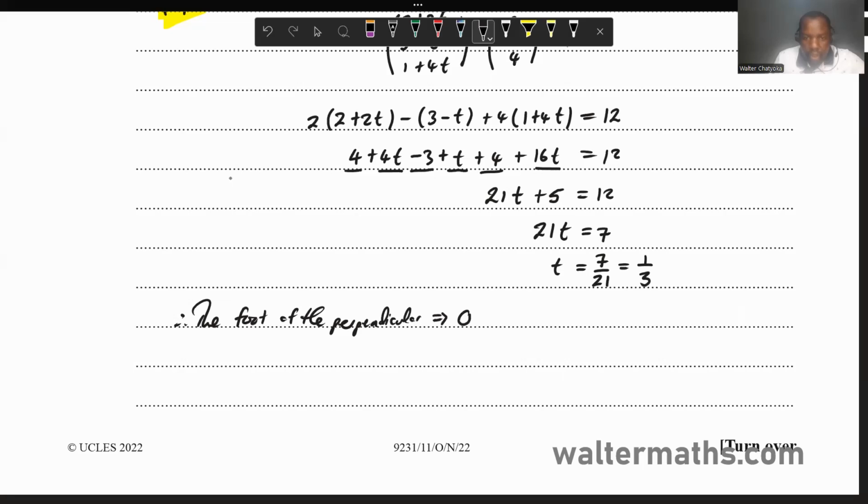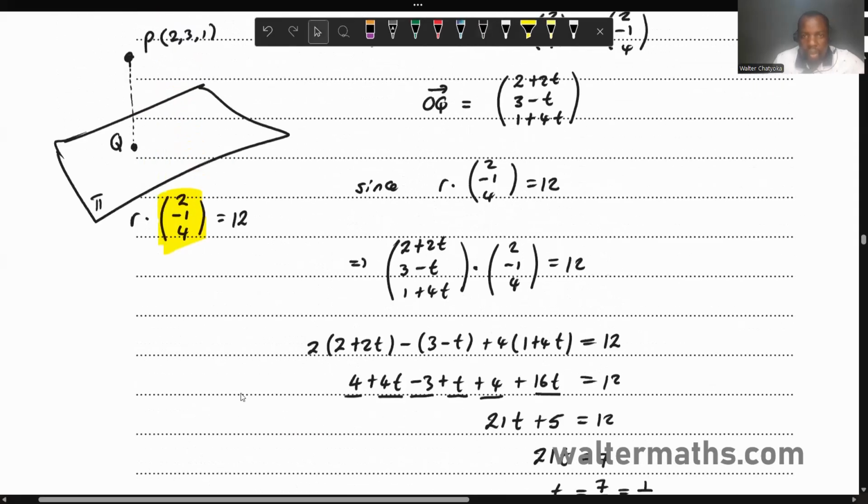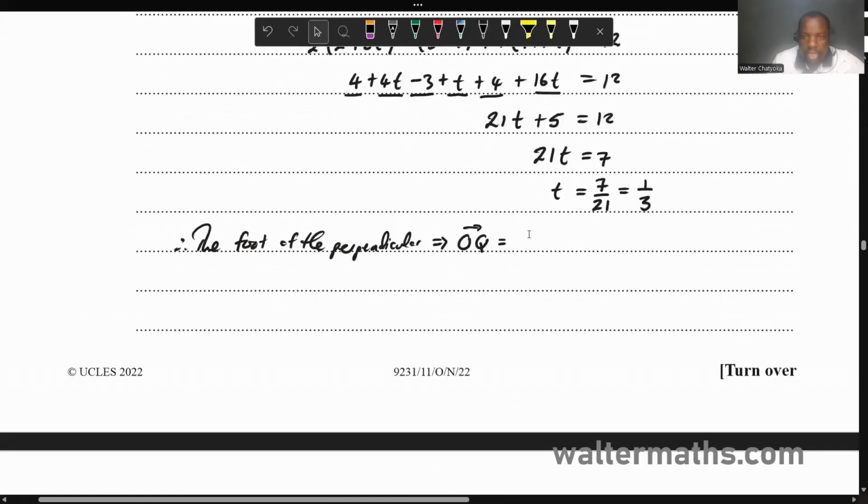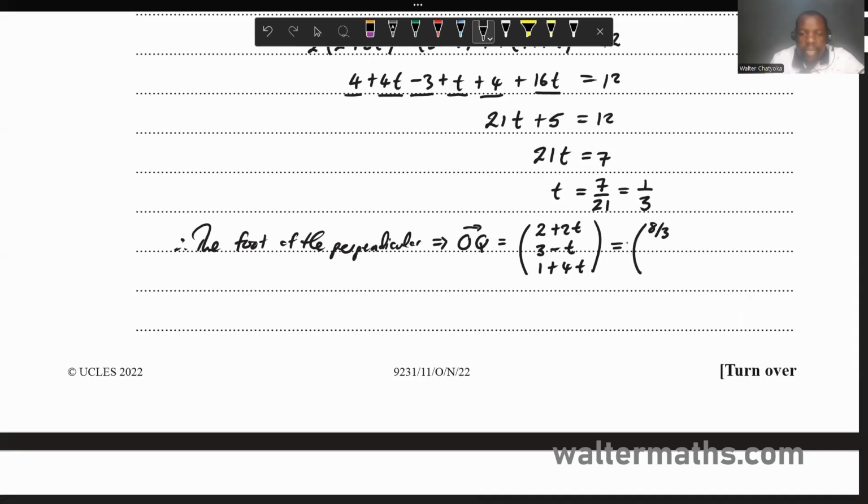Okay. So since t is a third, we can therefore say that the foot of the perpendicular required is actually OQ. That's what we said, right? And that's going to be what for OQ? Remember, OQ is this, and we're substituting here a third for t. So since t is a third, we will be having 2 plus 2 of a third, which is 8 over 3. 3 minus a third, which is, again, 8 over 3. And 1 plus 4 over 3 is 7 over 3. So we can factor out a third, basically, and we have (8, 8, 7) like this. This is the answer, and that's how we do it.